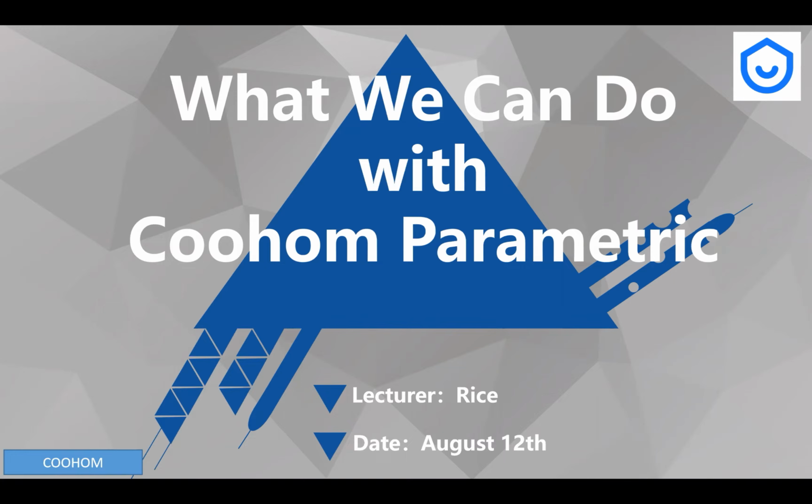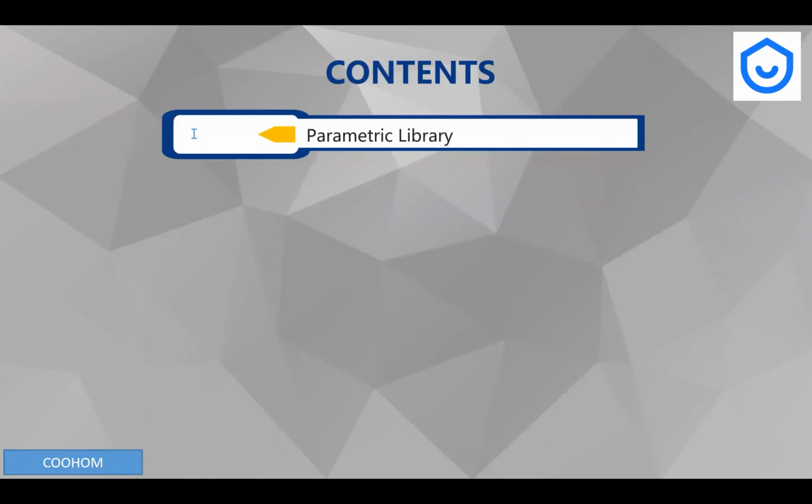As we can see, the topic for this meeting is what we can do with Coohom parametric. I have listed 6 features that I think are the most important to share with you. The first one is the parametric library. It is a unified database that can be created and shared by all sub-accounts of the enterprise.